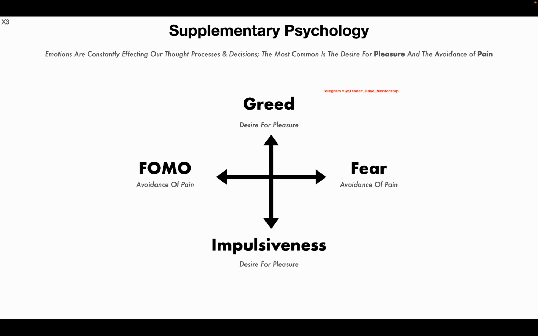So emotions are constantly affecting our thought processes and decisions. The most common is the desire for pleasure and the avoidance of pain. So the only reason you experience greed is for the desire of pleasure. Only reason you experience fear is the avoidance of pain. Only reason you experience impulsiveness is the desire for pleasure. And the only reason you experience FOMO is for the avoidance of pain.